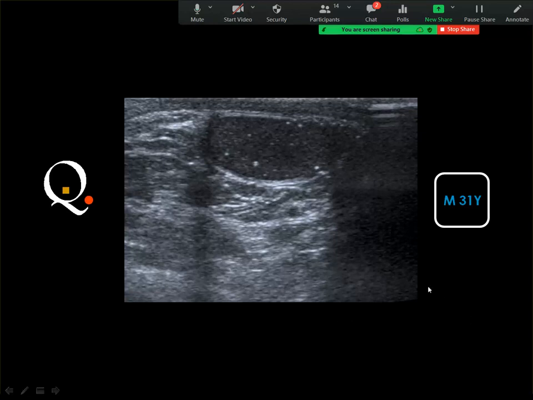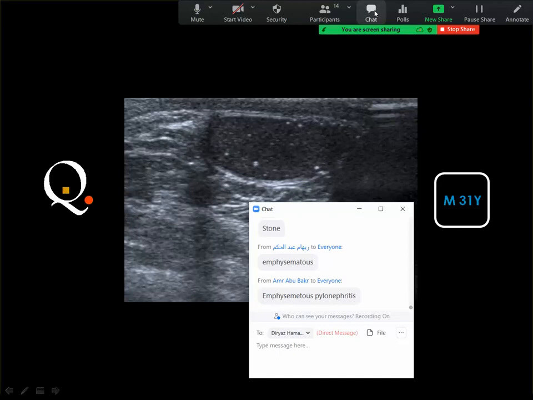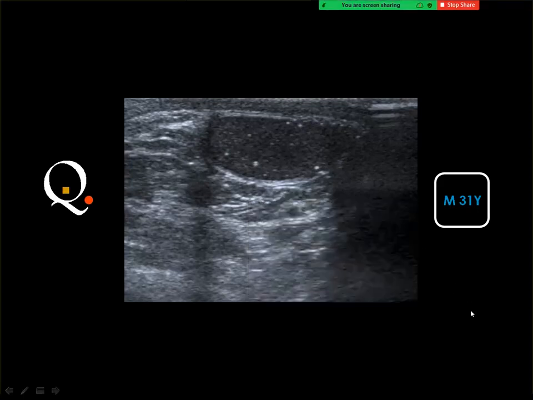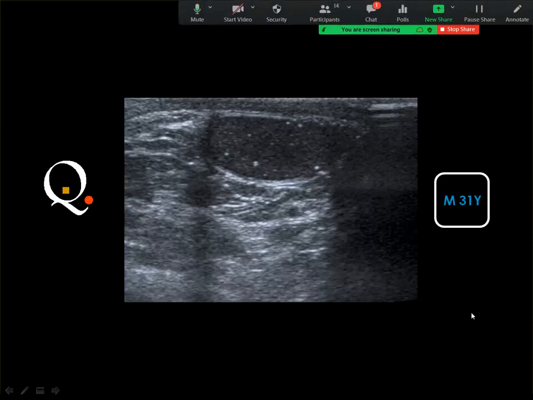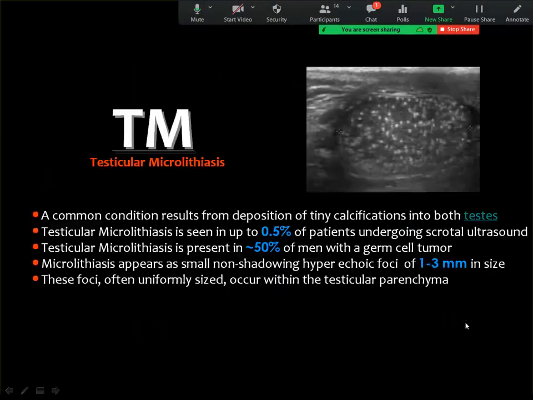Next case. This is a testicular ultrasound. Yes, testicular microlithiasis. This is right, and you see foci of bright echogenicity in the testicle. This is testicular microlithiasis, a common condition resulting from deposition of tiny calcium in the testicles, unilateral or bilateral, and the incidence is about 0.5% in patients having a scrotal ultrasound. Testicular microlithiasis is seen in 50% of patients with germ cell tumors. You know that seminoma can occur in a testicle that is involved by testicular microlithiasis, and the lesions range from 1 to 3 millimeters in size.